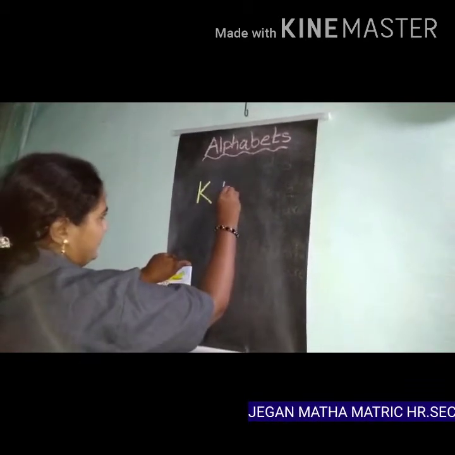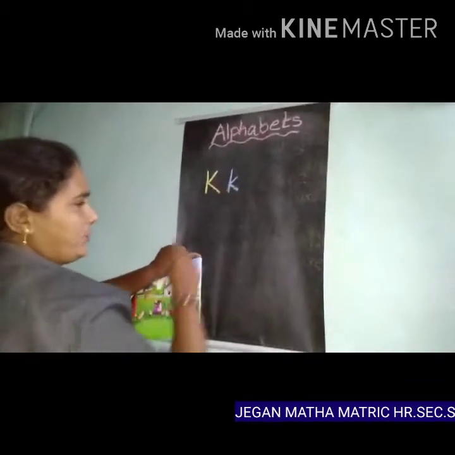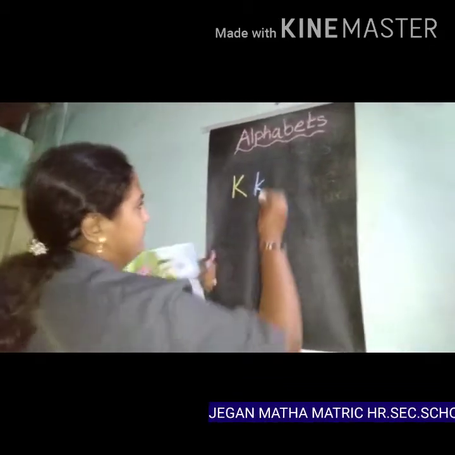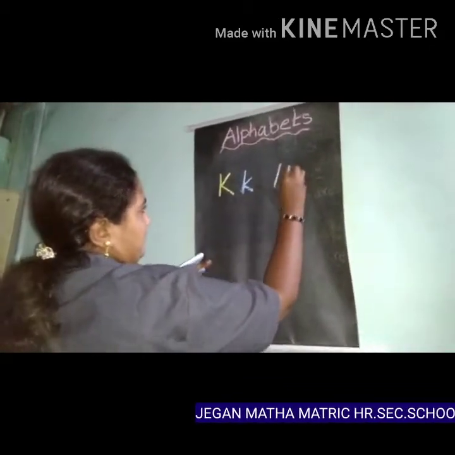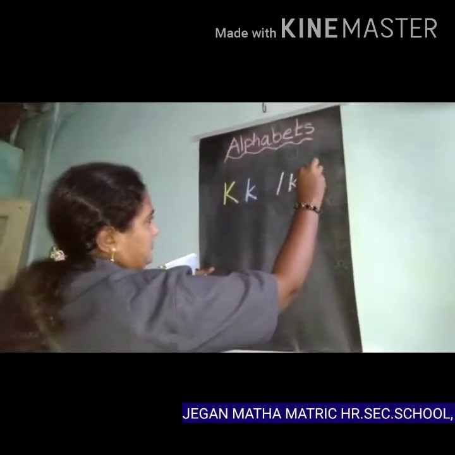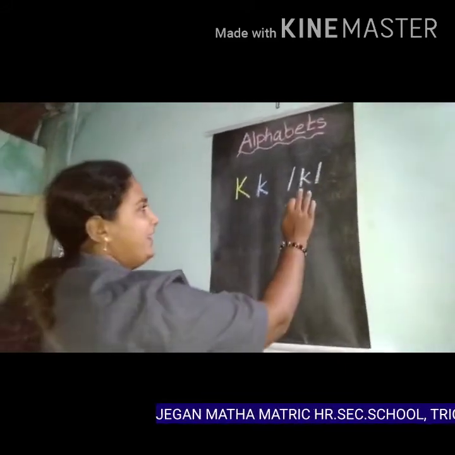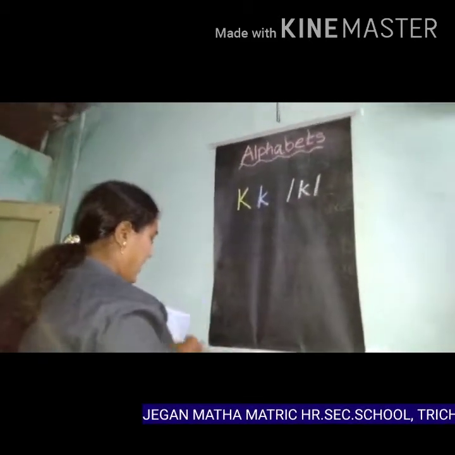What letter is this, children? Small K. What letter is this? Small K. What's the sound for K, children? K. What sound for K? K. What sound for K? K. Let's see the picture.